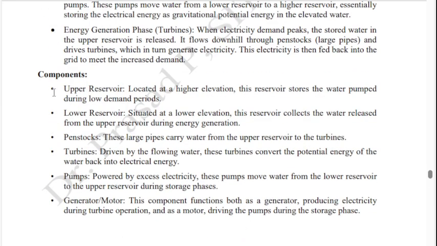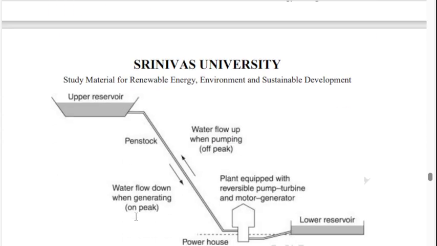Now the components of this energy storage system. We have an upper reservoir, we need a lower reservoir, we need the penstock, that is the pipe to carry the water, we need a turbine, we need a pump to pump the water, we need a generator or motor which functions as both, producing electricity. Okay, so all the components are given there.